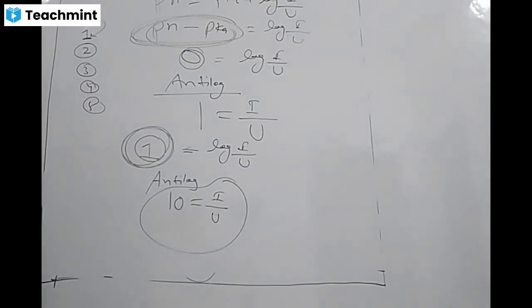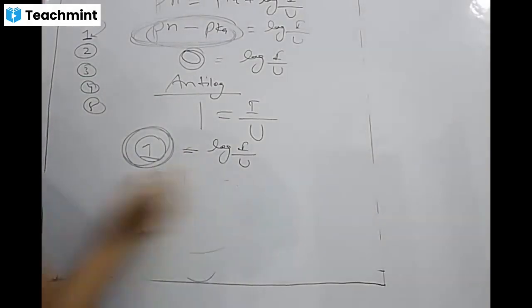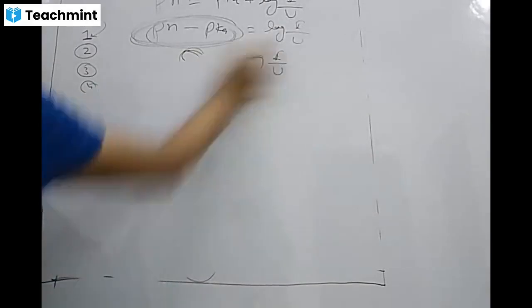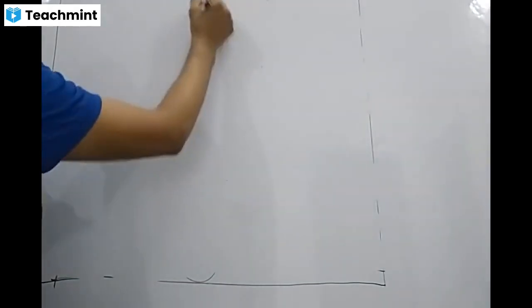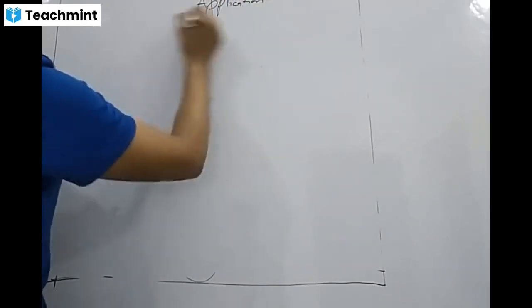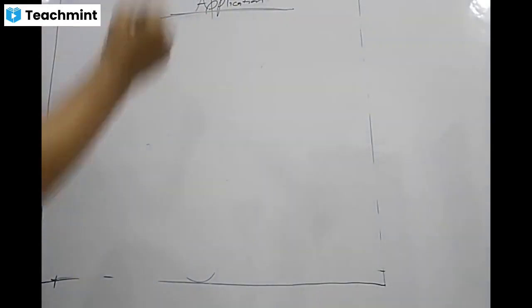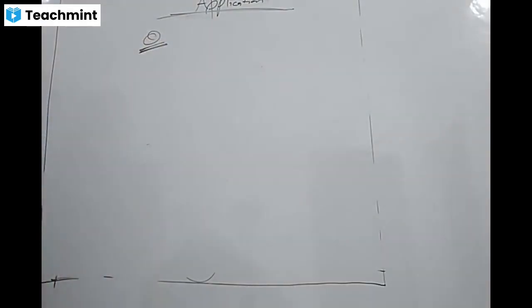Then why are we studying all these things, this ratio, anti-log, log, and this I by U is 10? There is a practical application of this pH partition or HH equation concept. What is that application? Before that, let's do one MCQ.